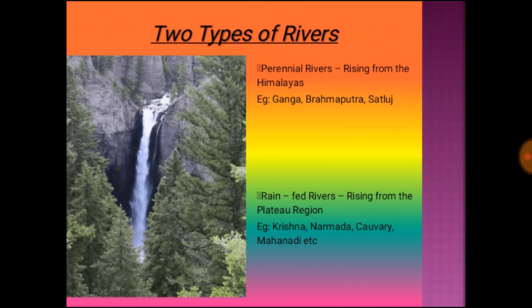The rivers rising from the Himalayas are called perennial rivers because there is water in them all through the year. The snow on the mountain tops melts during the summer and flows into the rivers, so they never go dry in summer.